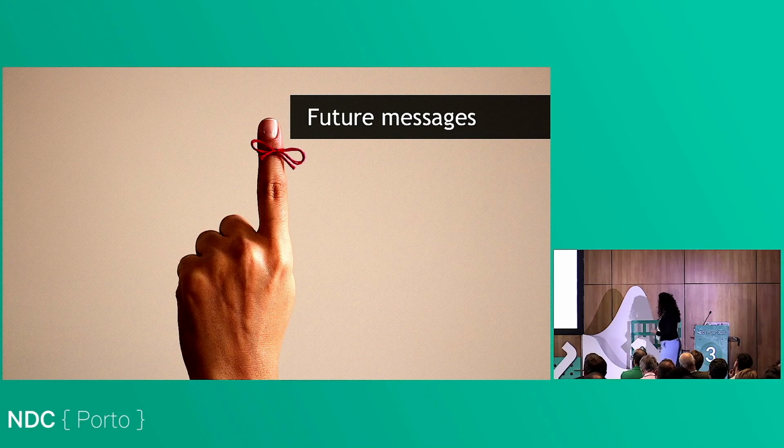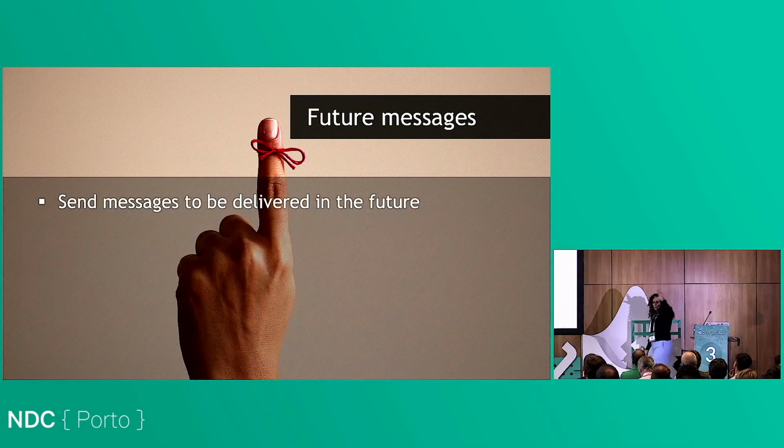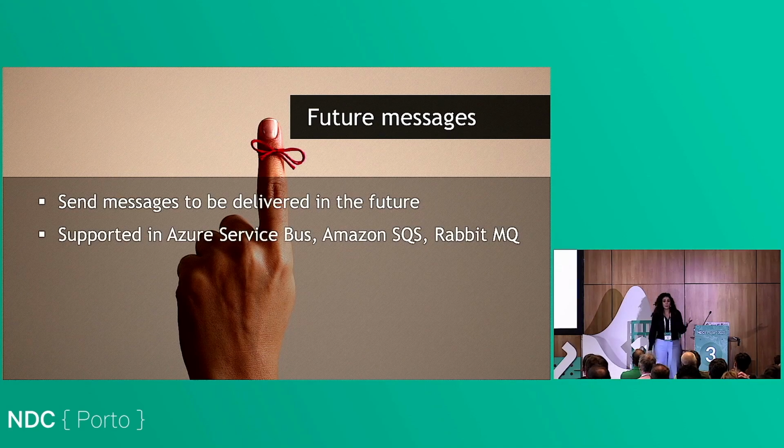Now, I find that future messages are an incredibly powerful feature of message-based systems, and it's still heavily underused. What you can basically do is send a message that is going to be delivered at some point in the future, right? This is supported by many messaging technologies out there, like Azure Service Bus, Amazon SQS, and RabbitMQ if you're using a specific plugin for that.